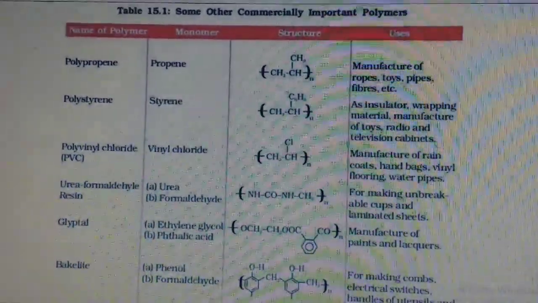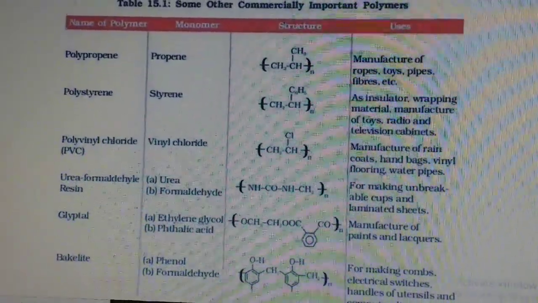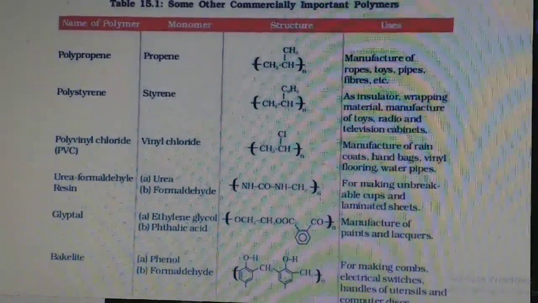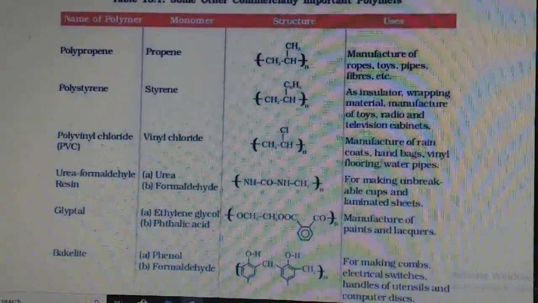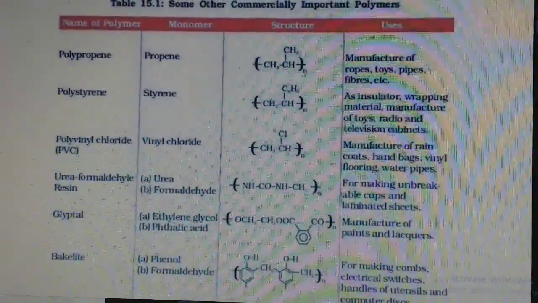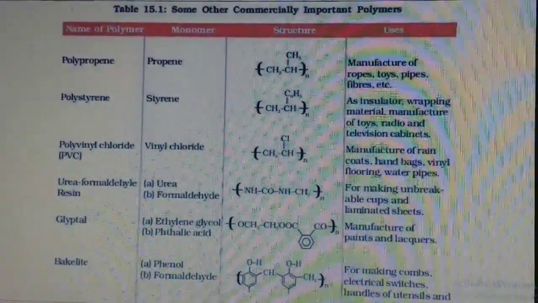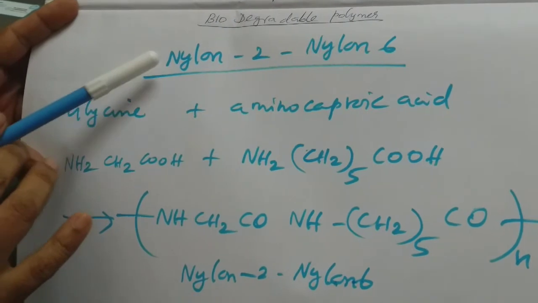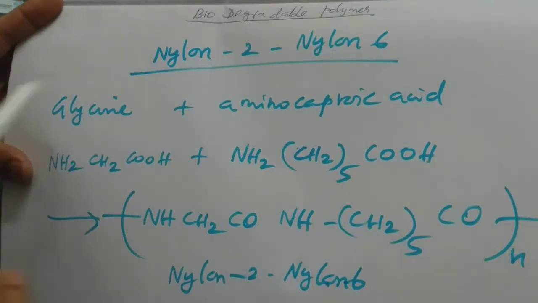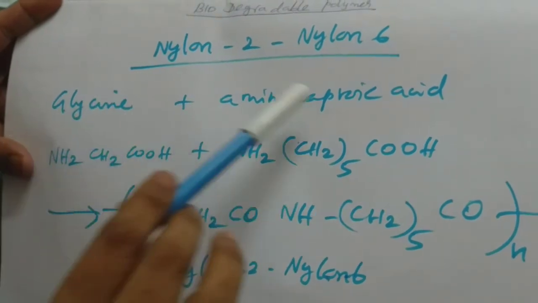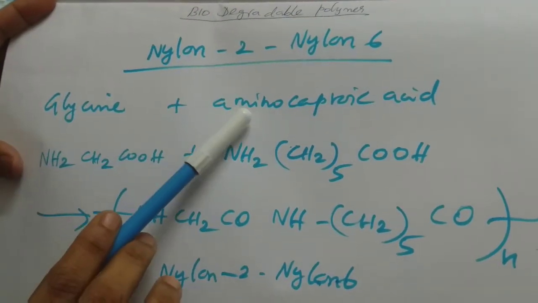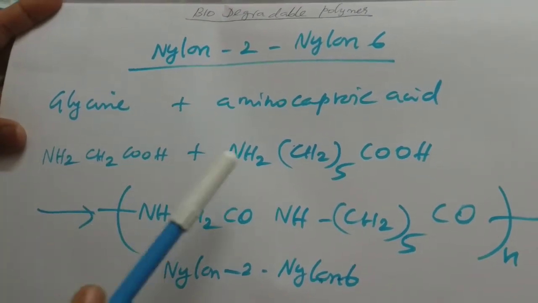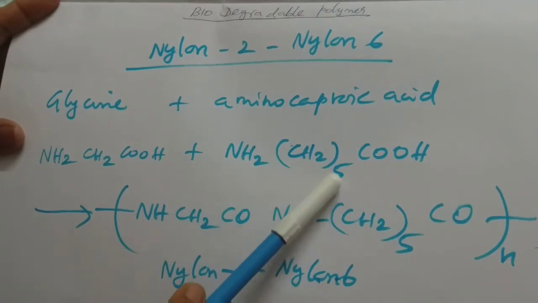And the second biodegradable polymer is nylon 2, nylon 6. It is another copolymer, a polyamide copolymer of glycine and aminocaproic acid. It is also biodegradable. Two monomeric units are involved. One is glycine, another is aminocaproic acid. What is glycine? NH2, CH2, COOH. And aminocaproic acid, NH2, CH2 five times, COOH.